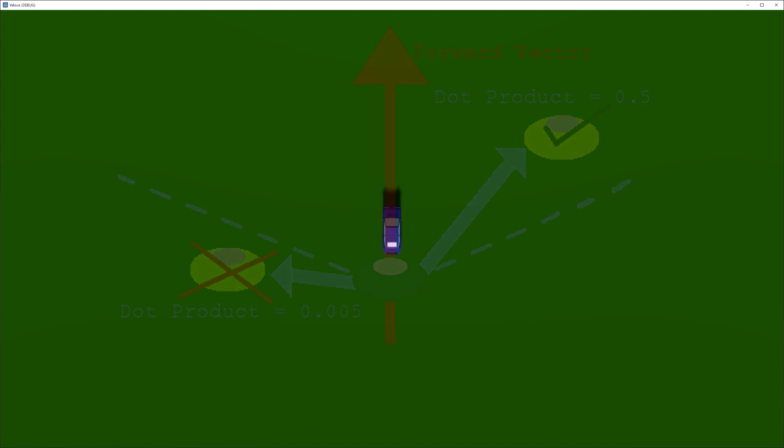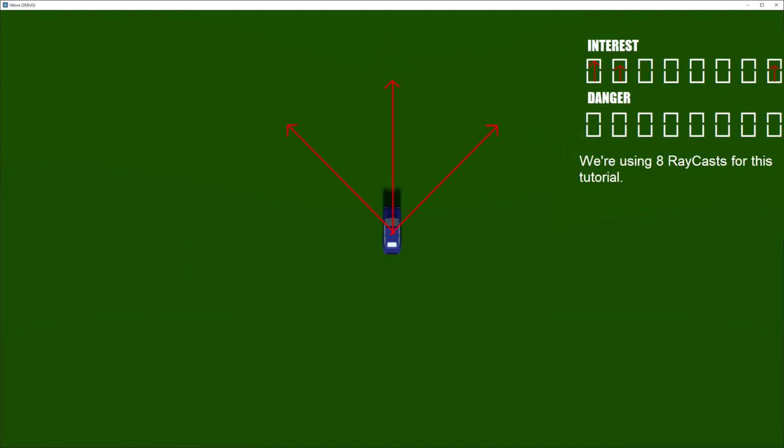We count the values of the dot product between 0 and 1 and we don't worry about going backwards. That's for losers! So let's imagine our goal is to go forward. Then, after going through all the raycasts, we can have our interest array filled up like this. Now, if you multiply our raycast length with our interest array, remember, it's a value between 0 and 1, we would have something like this.